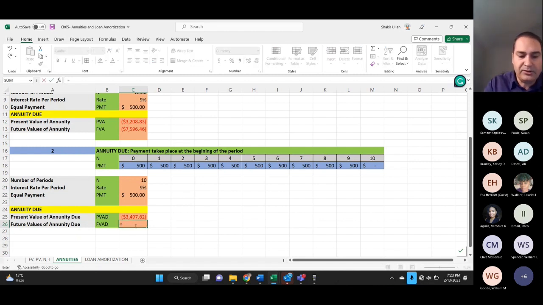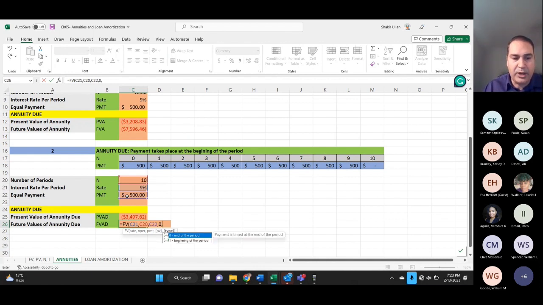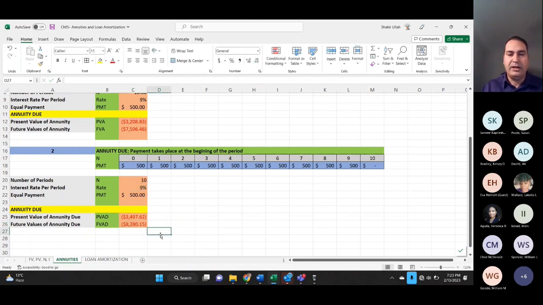Similarly, future value of the annuity would be equal to the rate, comma, number of periods is 10, comma, payment is 500, comma, present value is 0 because there's no lump sum payment in the beginning, and comma, type is 1 because payment is taking place at the beginning of the period. Close it, and you get your answer right here. Sounds good?